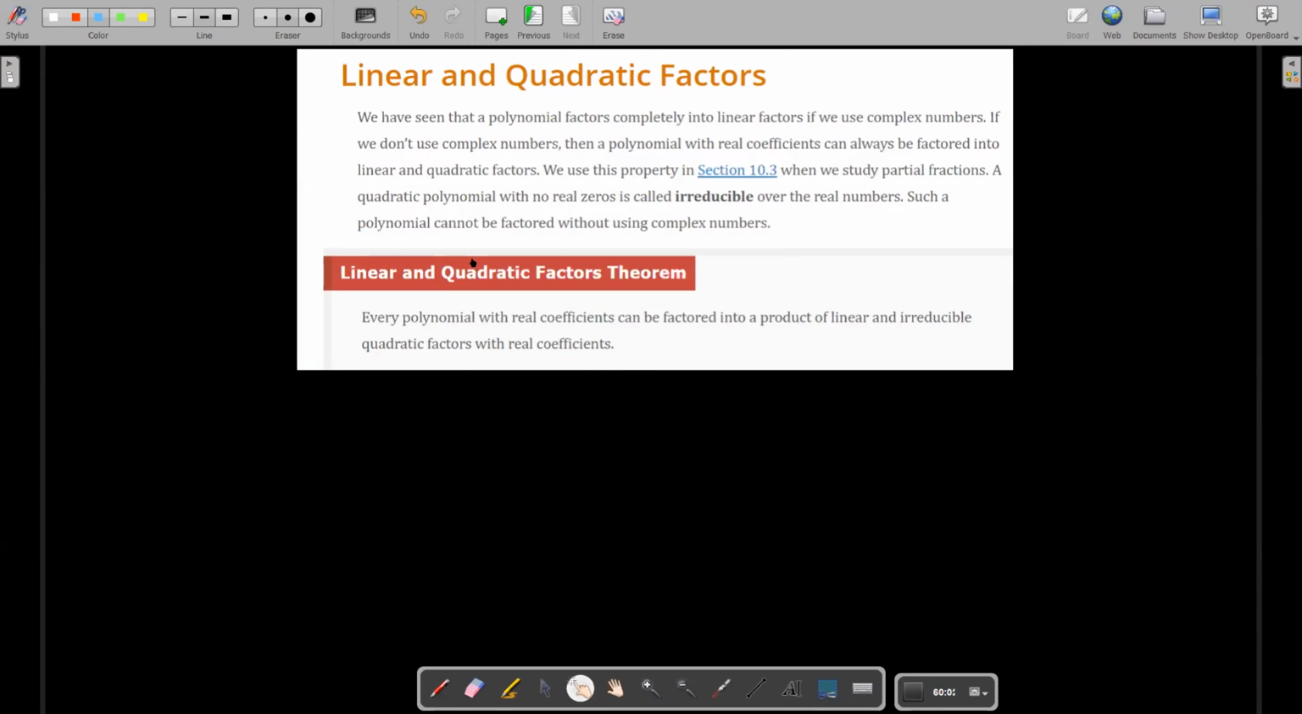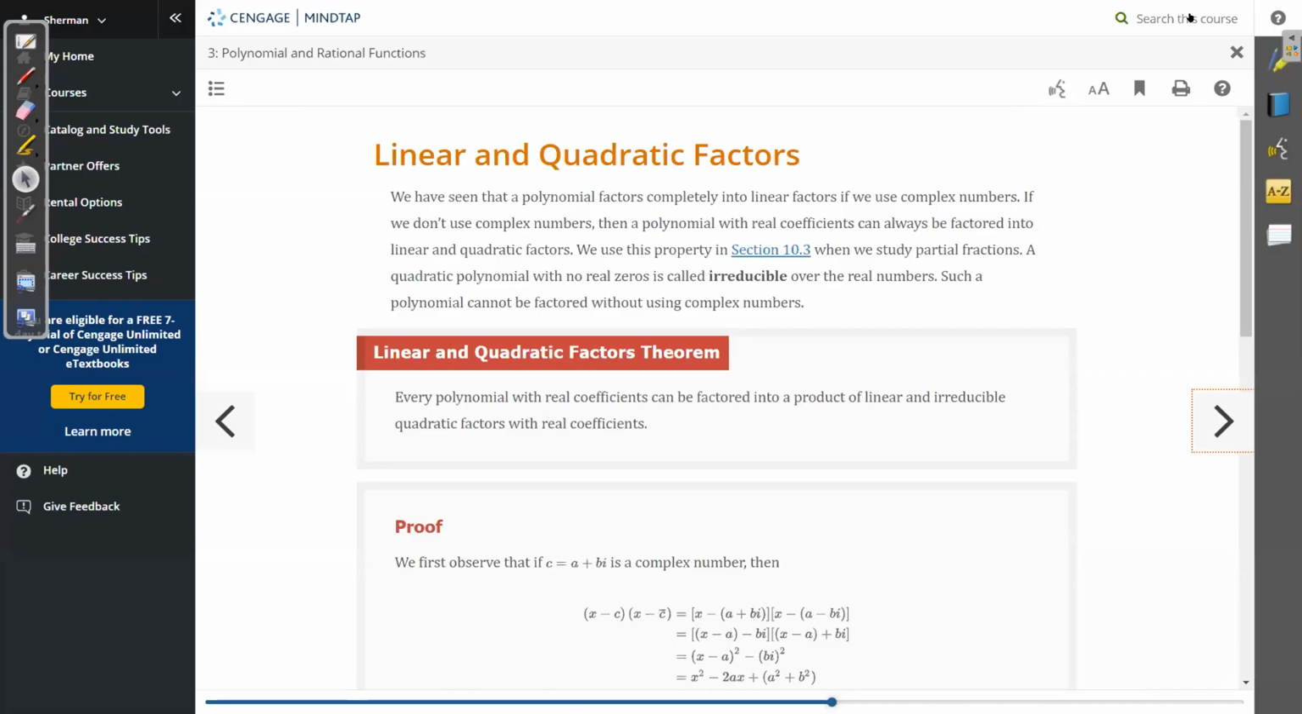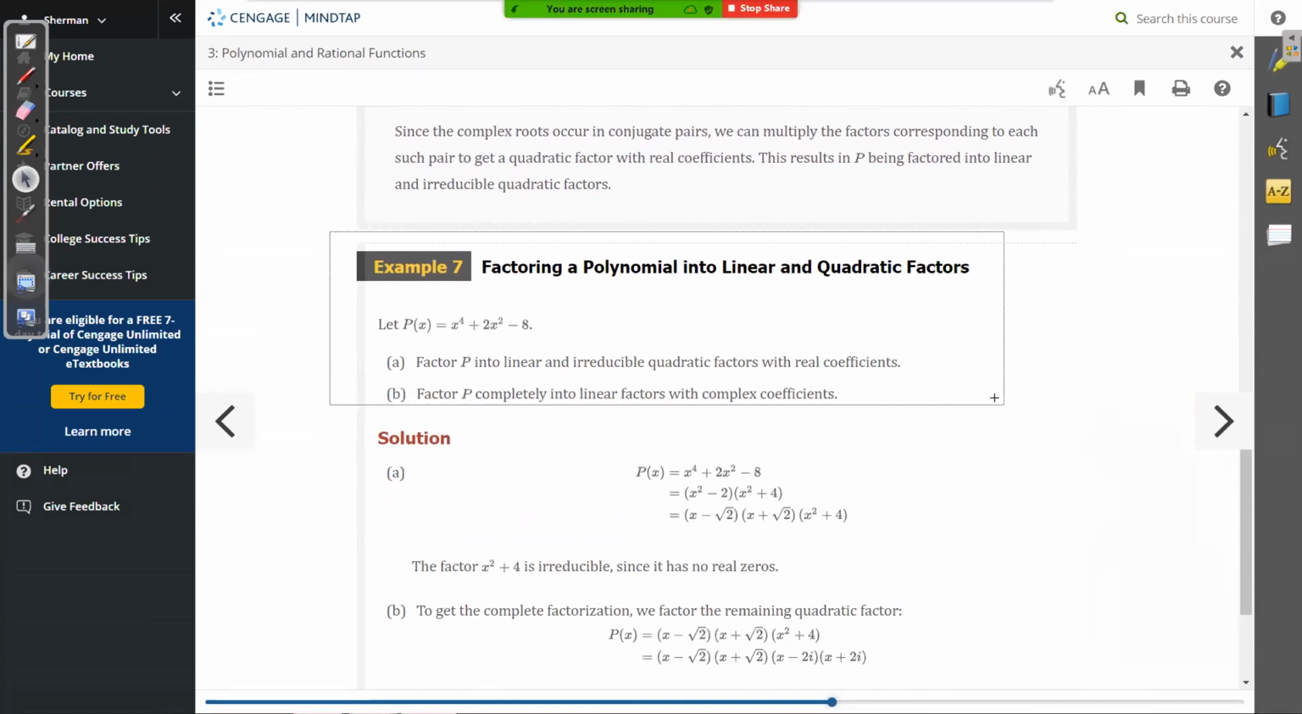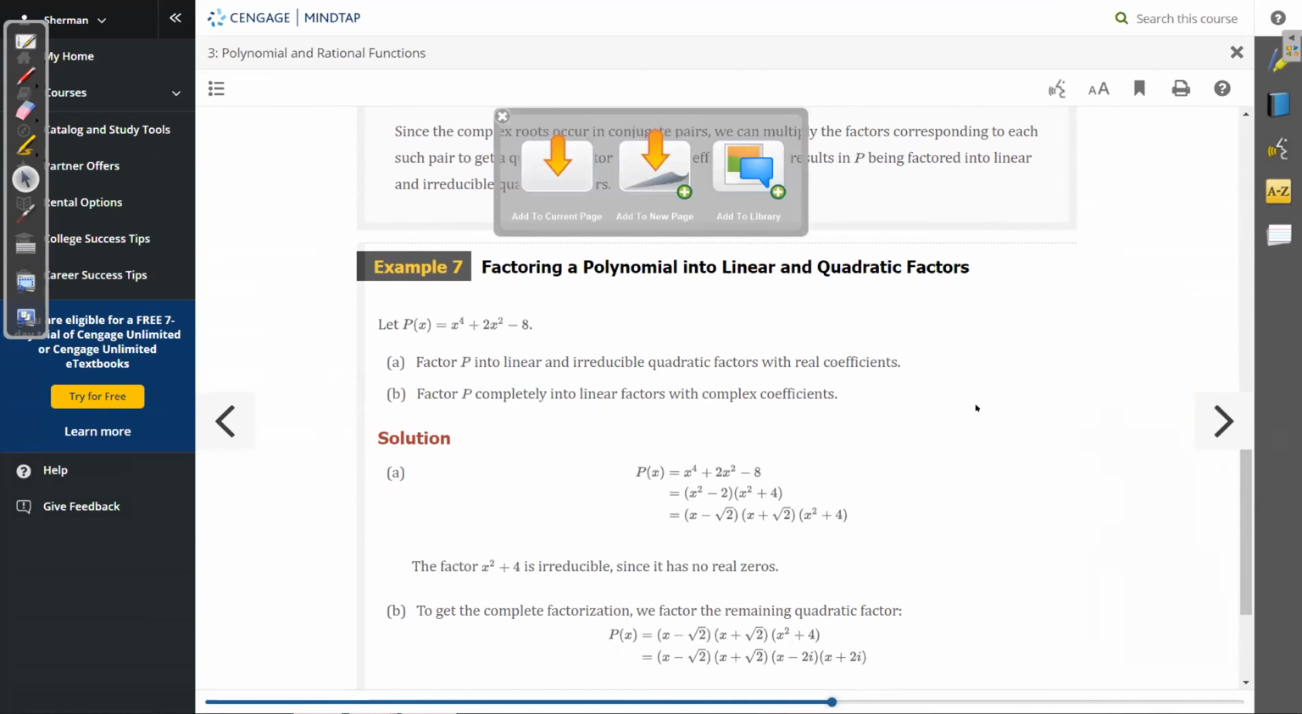A quadratic polynomial with no real zeros is called irreducible over the real numbers. Such polynomials cannot be factored without using complex numbers. So this is something we know, right? It's just now we're putting it into words. So every polynomial with real coefficients can be factored into a product of linear and irreducible quadratic factors with real coefficients. Again, same thing that we've known. And this is, I'm sure, the last example.